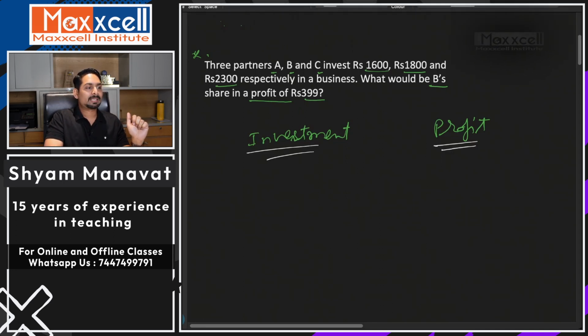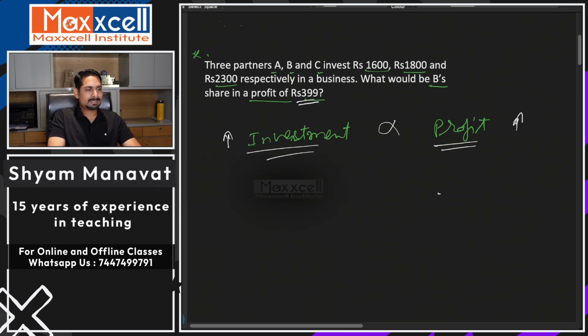Stick to the question. All right. So if it's only investment and profit, who should get more profit? The one who invested more or the one who invested less? Absolutely right. The one who invested more, right? So this is a case of directly proportional. So see how we solve this. Now the total profit is 399, right?